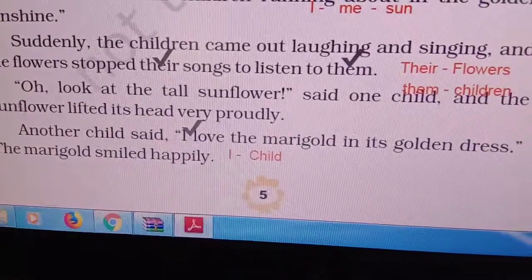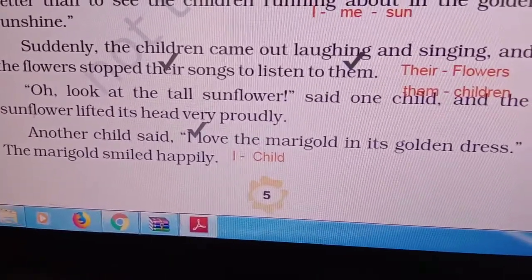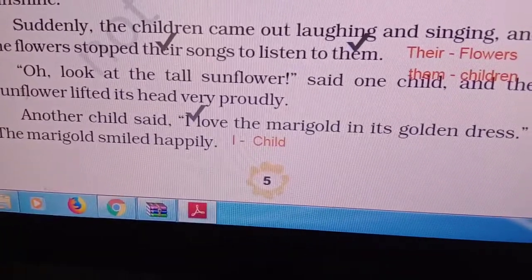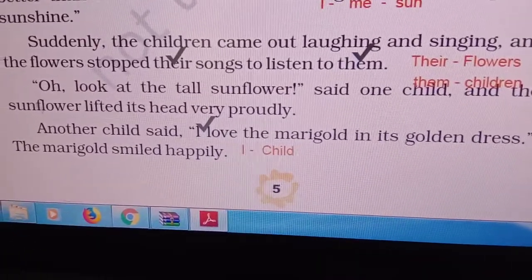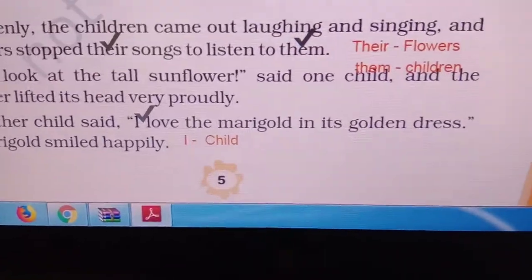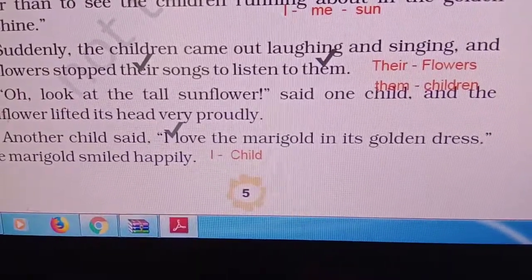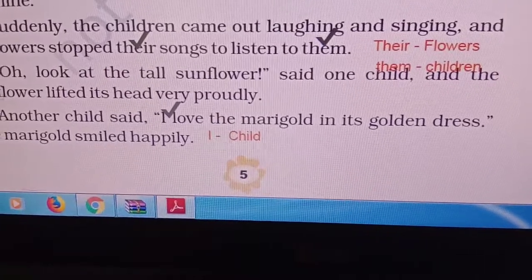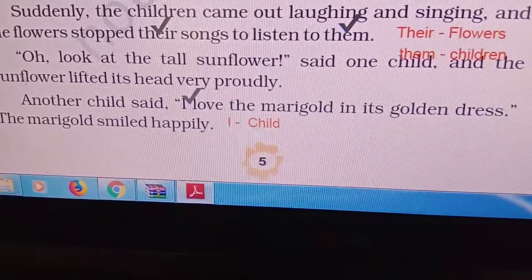"Oh, look at the tall sunflower," said one child. One child was very much pleased with the tall sunflower, and the sunflower lifted its head very proudly. It was raising its head very proudly. And the child said, "I love the marigold in its golden dress." In its golden dress, the marigold. The marigold smiled happily.